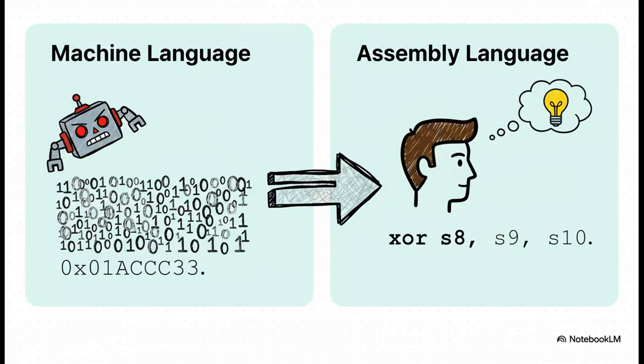And so we created the very next layer of abstraction, assembly language. Look at the difference. Instead of that raw machine code on the left, we use these human-readable words. We call them mnemonics, like XOR. It's a direct, one-to-one translation, but it's infinitely easier for a person to read, write, and fix when it breaks.